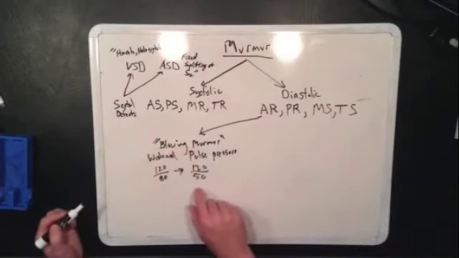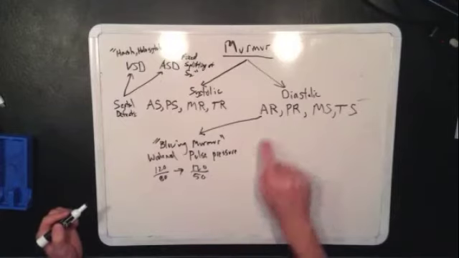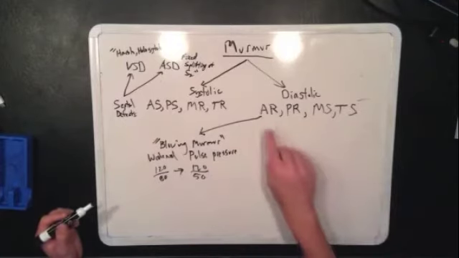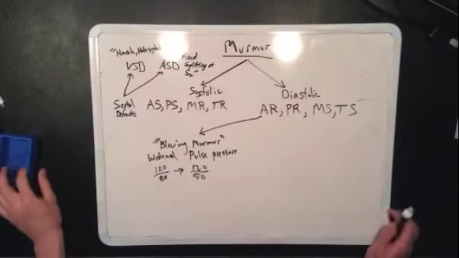When you see widened pulse pressure, and you've got a diastolic murmur, think, whether they give you location or not, think first of all about aortic regurge, okay?